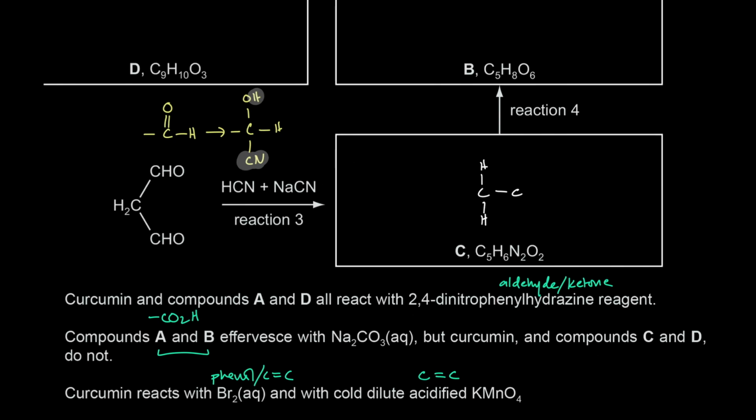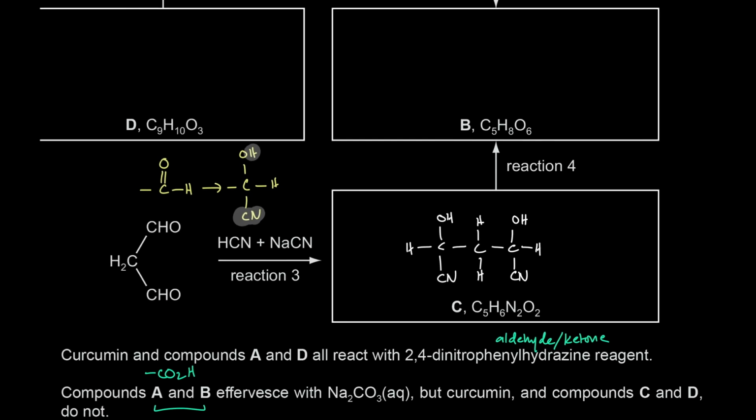That was initially bonded to a CHO, right? But now that CHO will become a CHOH CN. So this carbon is now bonded to an OH, a CN, and an H. Same thing for this carbon, right? This carbon was a CHO, but after nucleophilic addition of HCN, it'll become a hydroxynitrile. So we have OH, CN, and H. So that's compound C. Now, what is compound B?